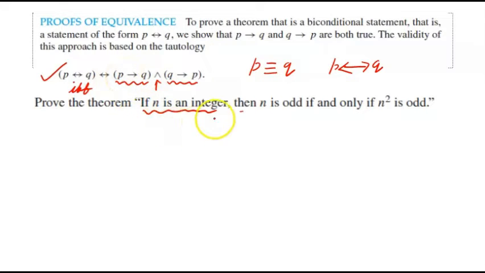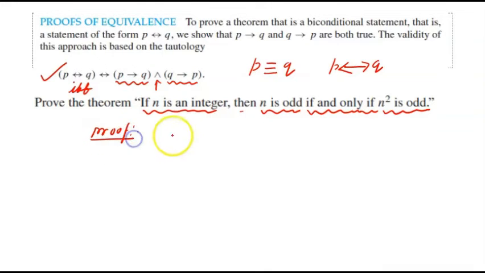Now here we have a result which I want to highlight to get the context clear: if n is an integer, then n is odd if and only if n square is odd. I want to make you understand that there are two parts of this result. First, if n is odd, then n square is odd. Second, if n square is odd, then n is odd. This is also said as a necessary and sufficient condition. So to prove this, we have to write the proof in two parts.